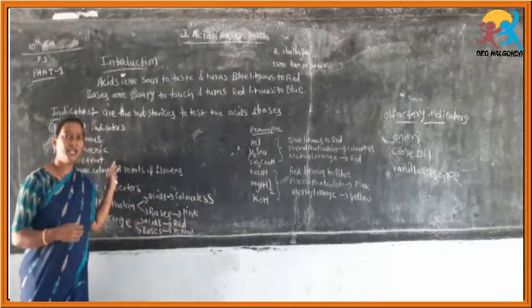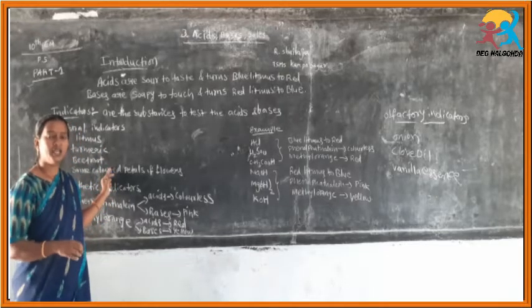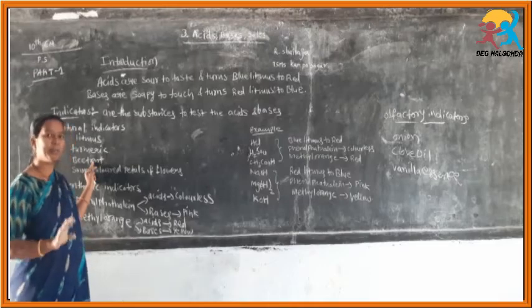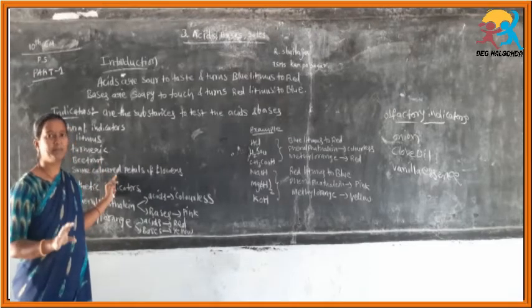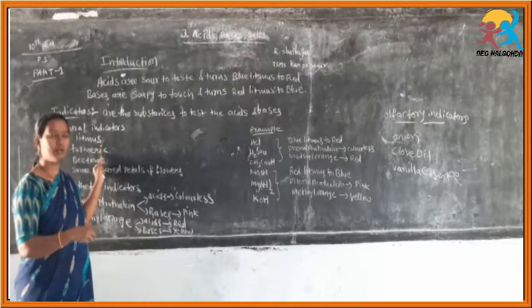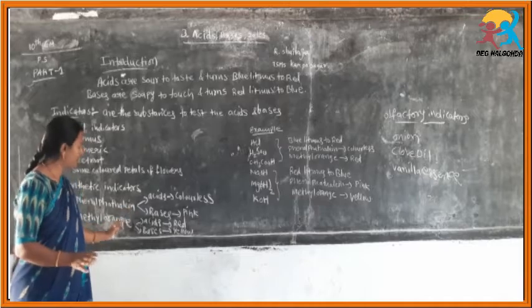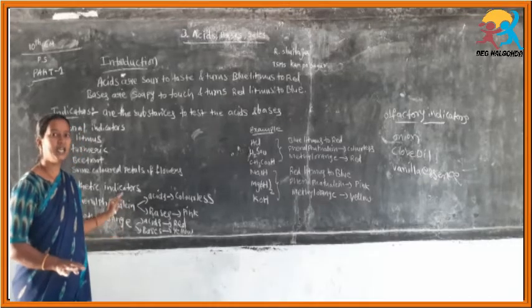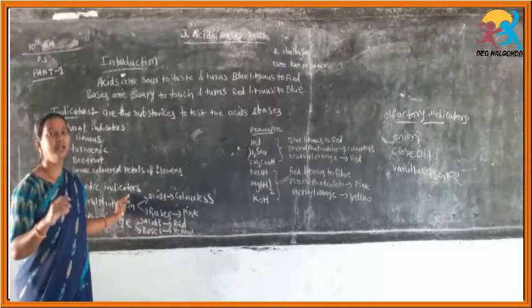In the natural indicators, there are substances that occur naturally. Beetroot paper we also have to prepare, same as turmeric paper. Some colored petals of flowers we can also prepare, same as turmeric paper. So adding acids and bases, these two change the color. Here, phenolphthalein and methyl orange also change the color. These two indicators, by changing the color, we can identify the acids and bases.